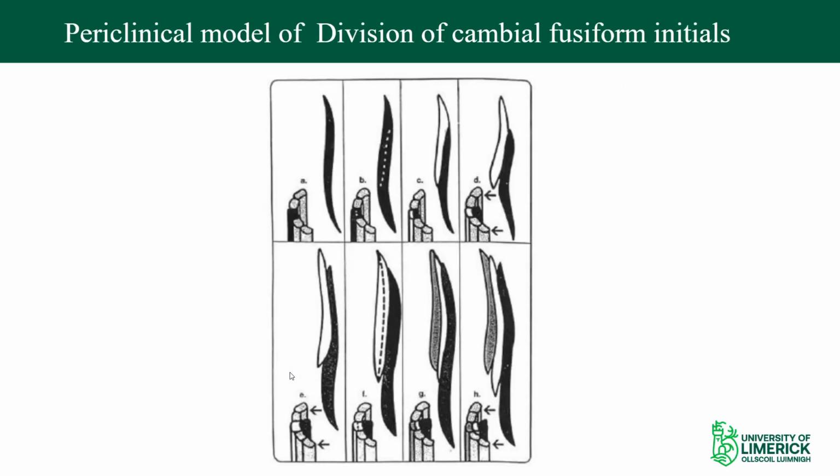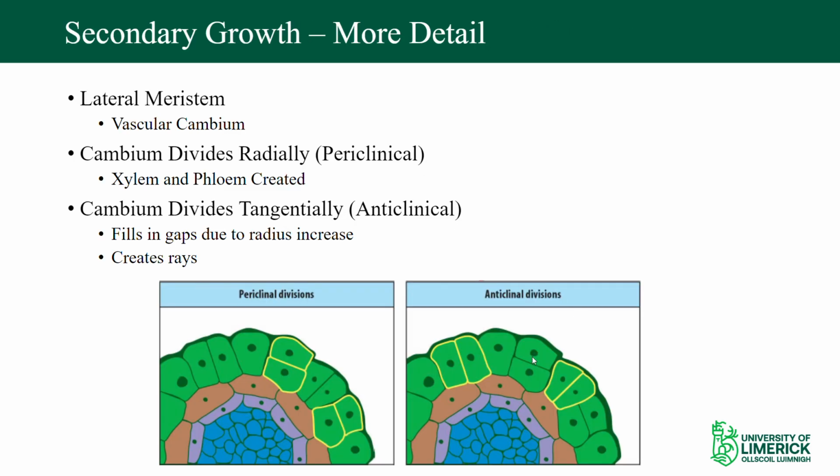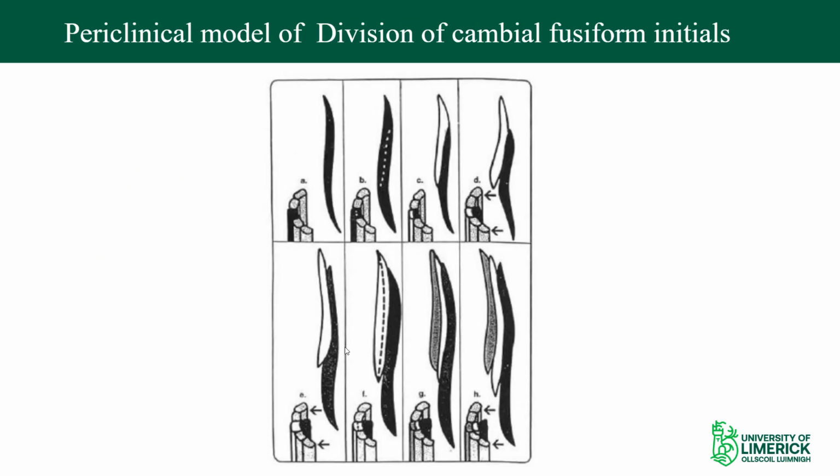Here we're looking at an insert of the parenchymal model, of divisions of cambium fusiform initials. More or less this is a more complicated version of what's going on here. In this image we can see it occurring in a more in-depth structure.